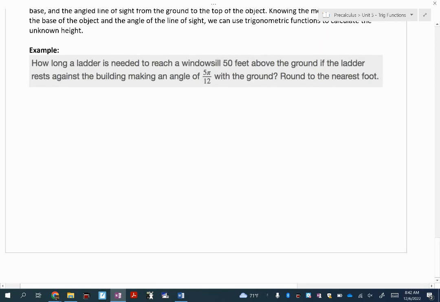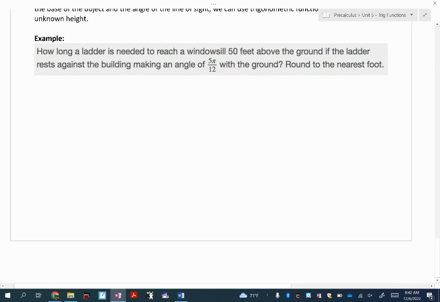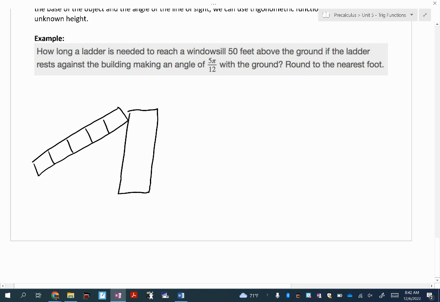All right, so let's use all that to figure out how to answer this. So we have a ladder. I'll just draw a ladder. Sure, this would be terrible. So there's my ladder, and it's reaching up to a windowsill. I'll just say here's my window. And it says the windowsill is 50 feet above the ground. The ladder is resting against the building, making an angle. So I'll make my right triangle here, just a sketch, and it creates an angle with the ground. So this angle theta is going to be 5 pi over 12.